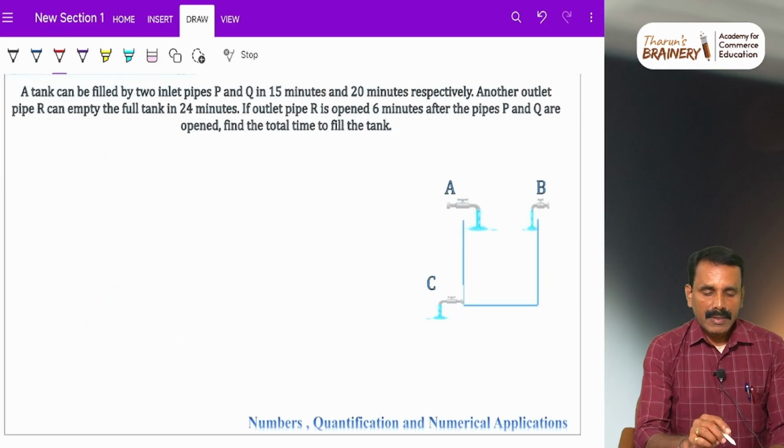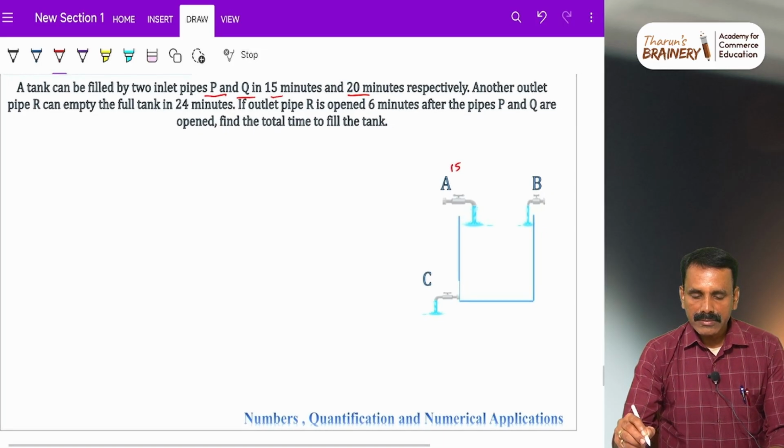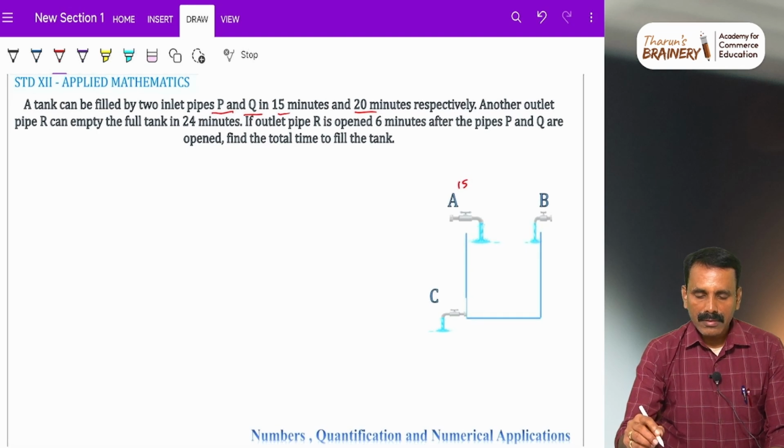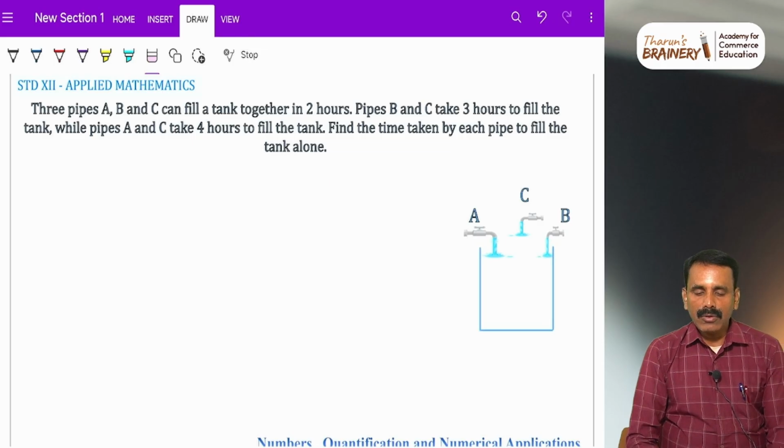In this problem, a tank can be filled by 2 pipes P and Q. P takes 15 minutes and Q takes 20 minutes to fill the tank. Okay, A takes 15 minutes and B takes, we change this one. Now we have a typical problem. 3 pipes A, B and C can fill a tank together in 2 hours. Pipe B and C take 3 hours to fill the tank, while pipe A and C takes 4 hours to fill the tank. Find the time taken by each pipe to fill the tank alone.